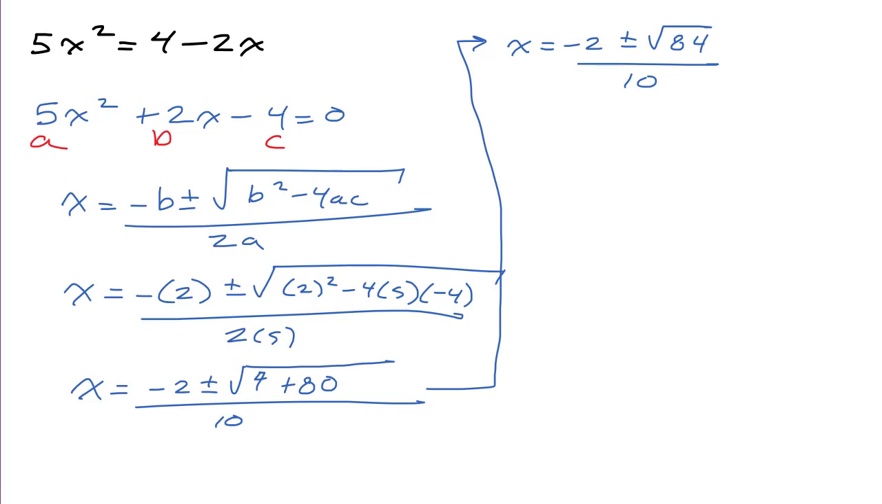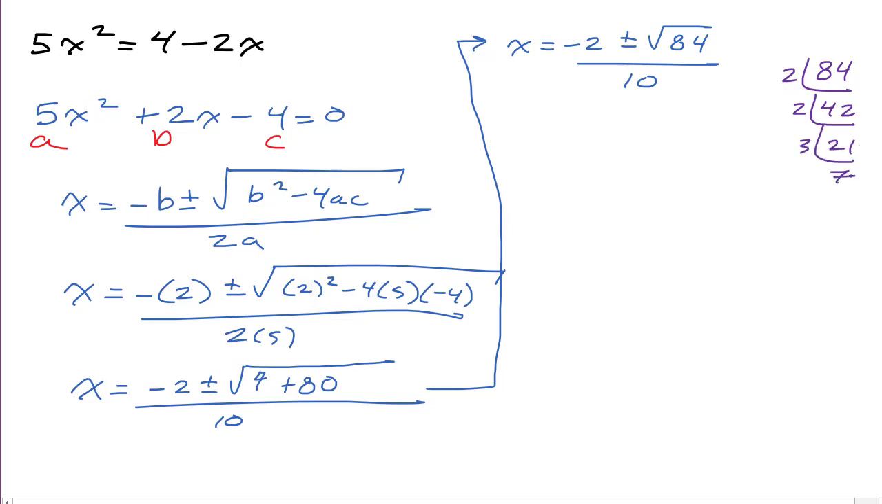So I'm just going to go over to the side here and take 84 and divide it by prime numbers. I'm going to start with the easiest one, which is 2. 84 divided by 2 is 42. I can divide that by 2. 42 divided by 2 is 21. And 21 you can divide by 3, which leaves you with 7. So that means the square root of 84 could be rewritten as 2 times 2 times 3 times 7.